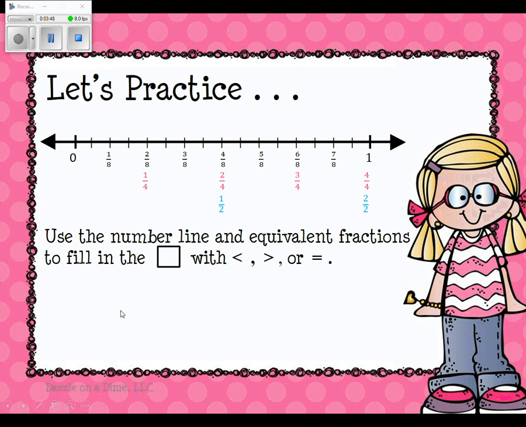All right, use the number line and equivalent fractions to fill in the box with greater than, less than, or equal to. So the first one says 2/8 and 1/4. So you look at your number line, and you notice they're in the same spot, so we're going to write equal to in the box.